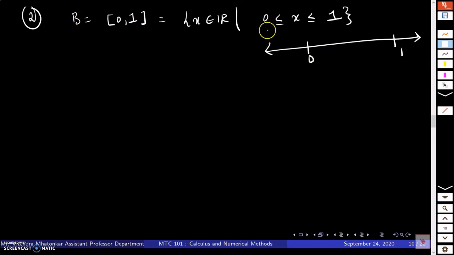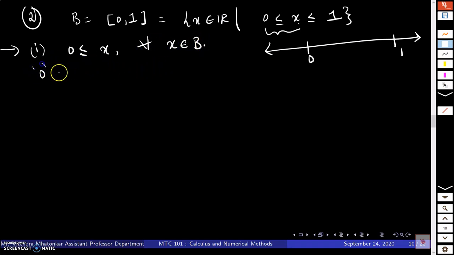Now, the way the set is defined, it is clear that 0 is less than or equal to x for every x, only then will that point x come in the set B. So first, you notice that 0 is less than or equal to x for every x in B. That means 0 is a lower bound of B.